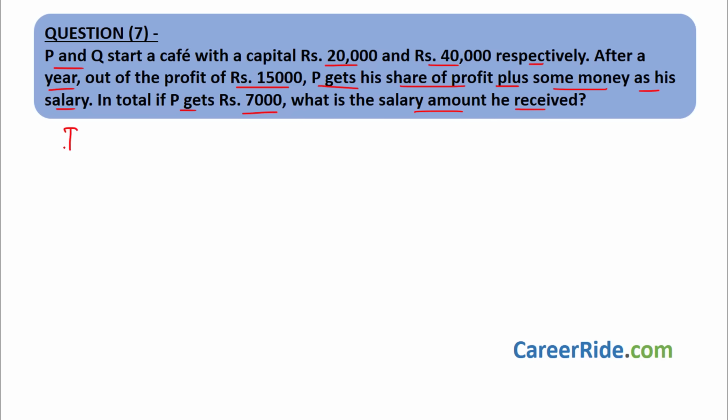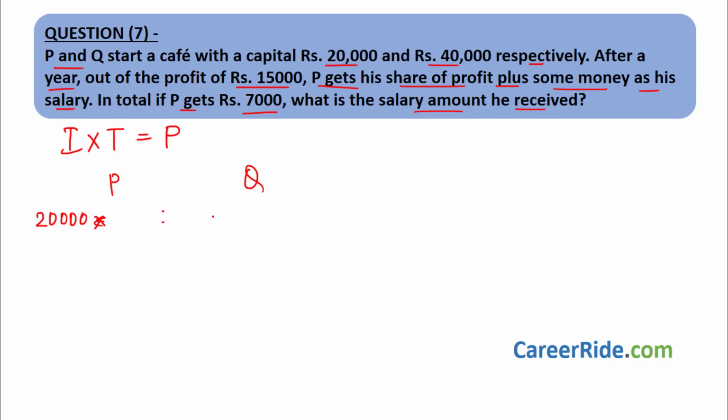Again, over here we have the same formula. Investment into time ratio is nothing but profit ratio, right? We have P, we have Q. What is the investment of P? 20,000 multiplied by the time period for P. We know it is 1 year. So the time period for Q would also be the same, 1 year, because both of them invest for the same time. So there is no need to consider time period, right? We can directly have their investment ratios.